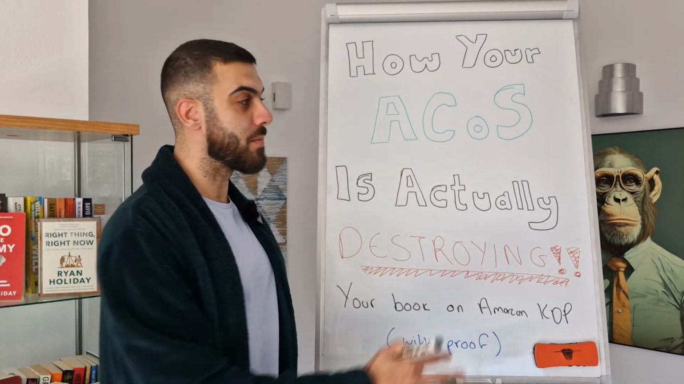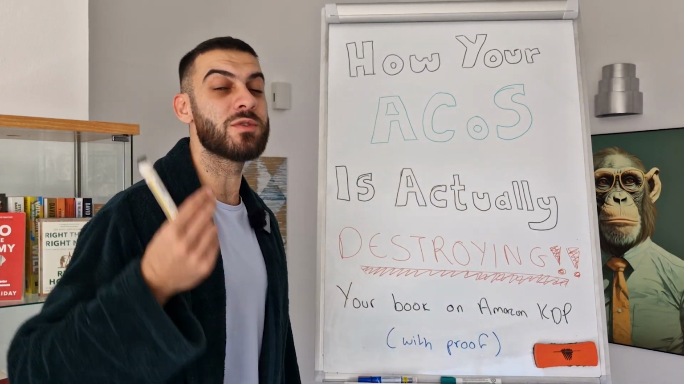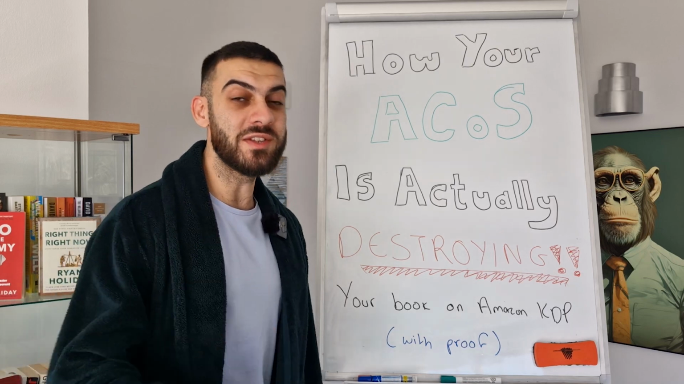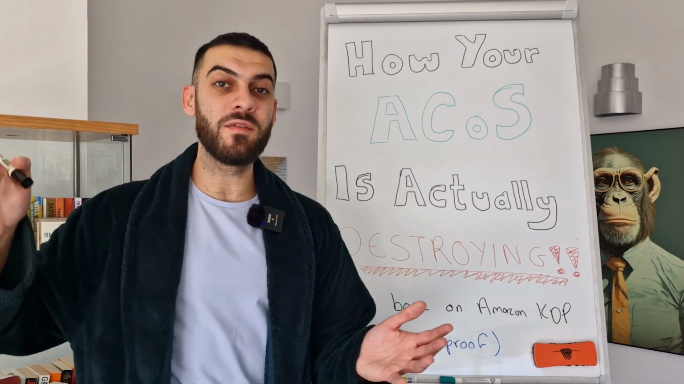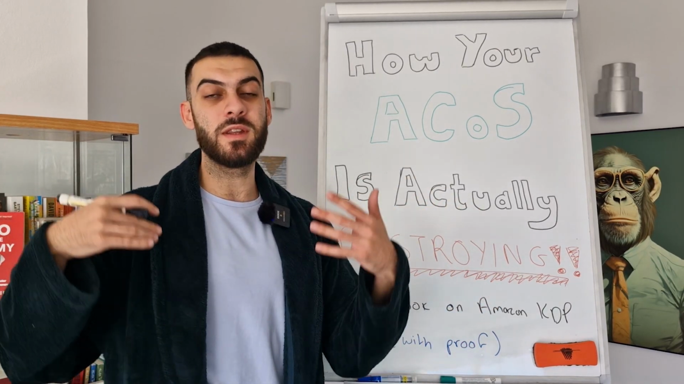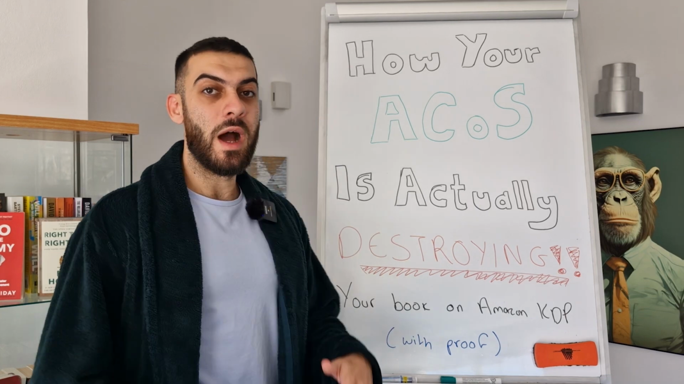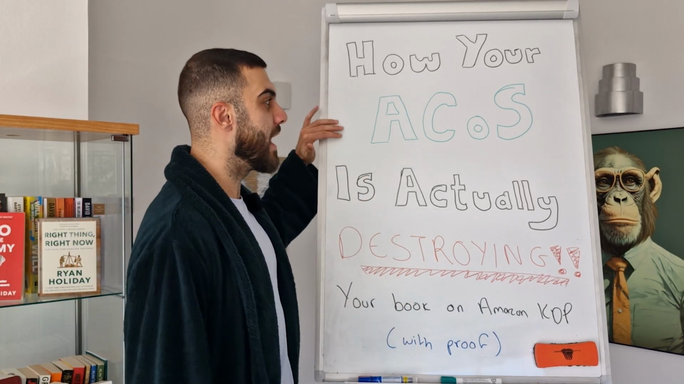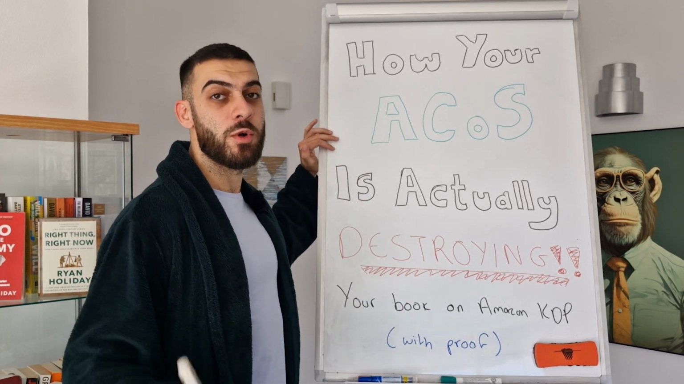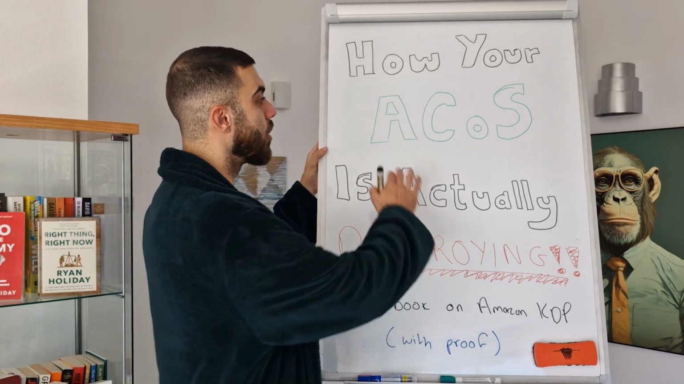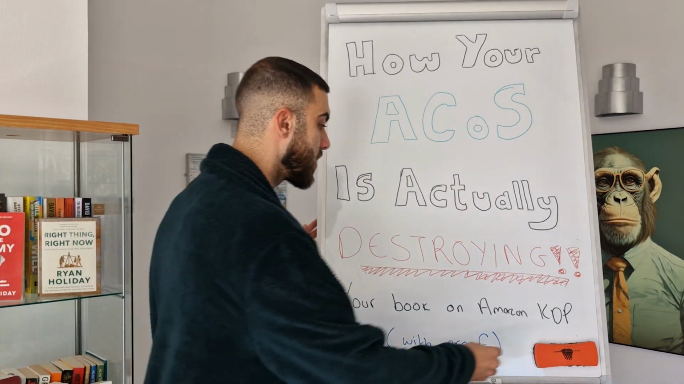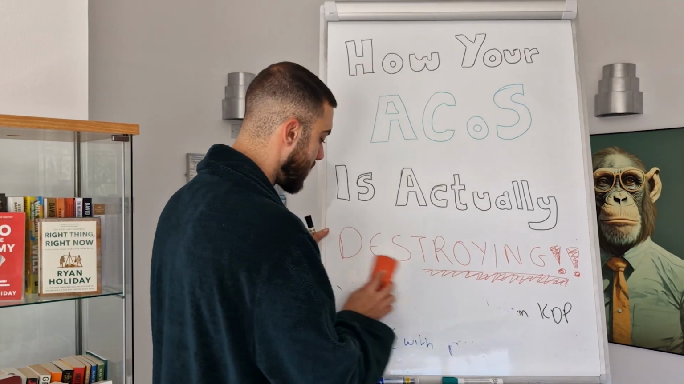Now, who am I to say that other people are teaching it wrong? Well, I spent thousands of dollars on ads. I've wasted thousands of dollars. But the good thing is I've learned a bunch of lessons by spending those thousands of dollars on Amazon KDP ads. And one of the lessons I learned was I was looking at ACOS completely wrong. And most publishers, especially new publishers, are looking at ACOS completely wrong. But it's okay, because I'm here to show you how to look at ACOS in the right way.